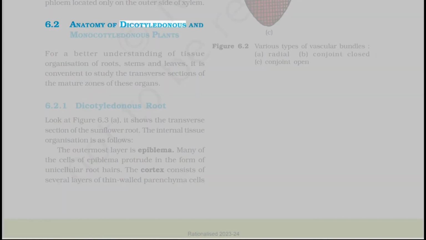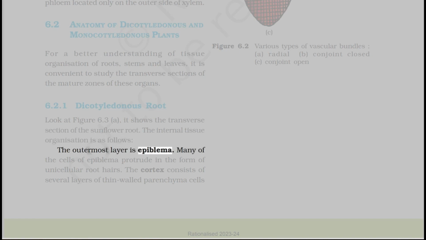6.2 Anatomy of dicotyledonous and monocotyledonous plants. For a better understanding of tissue organization of roots, stems and leaves, it is convenient to study the transverse sections of the mature zones of these organs. 6.2.1 Dicotyledonous root. Look at figure 6.3a. It shows the transverse section of the sunflower root. The internal tissue organization is as follows.